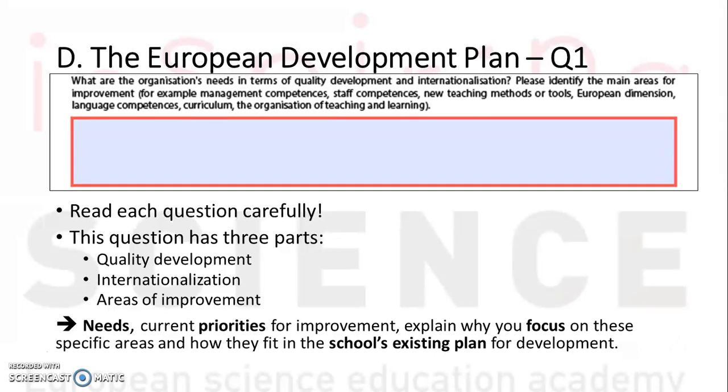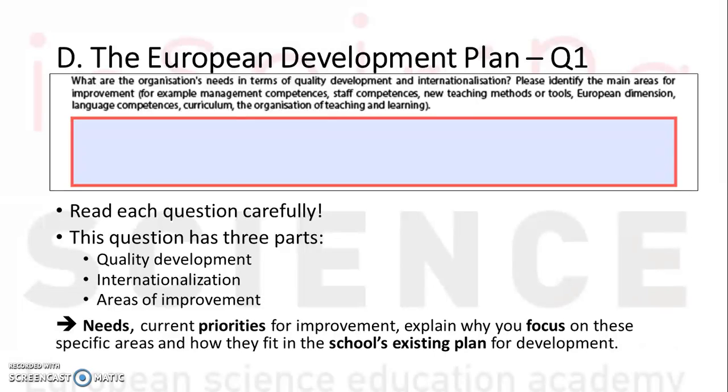And maybe you can write a paragraph about that. Then the needs about internationalization. Why do you want to establish links to other European teachers, other European schools? Why do you want to participate in international activities? What are the main areas of improvement?